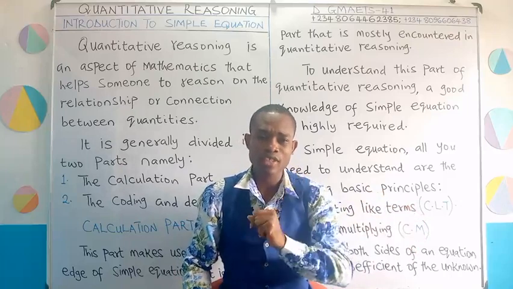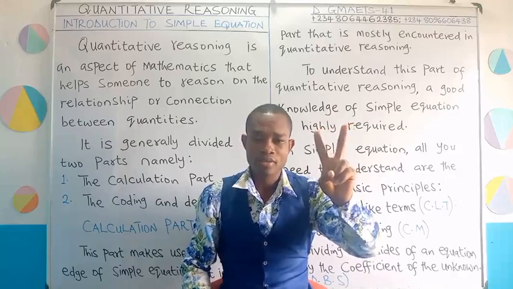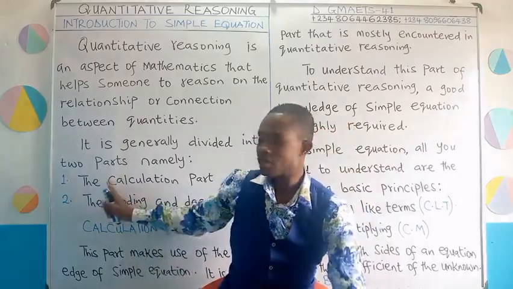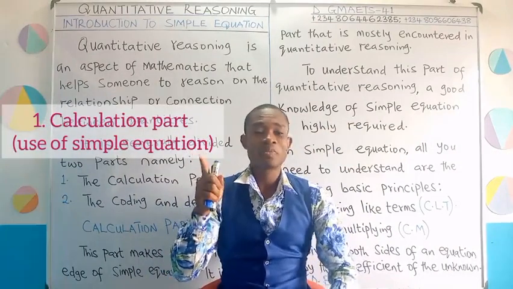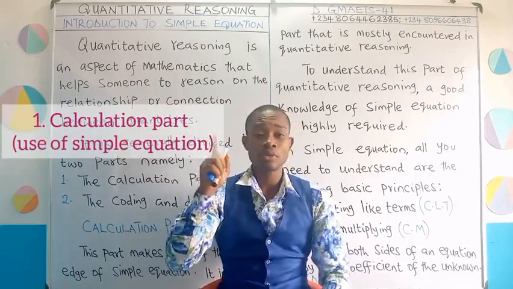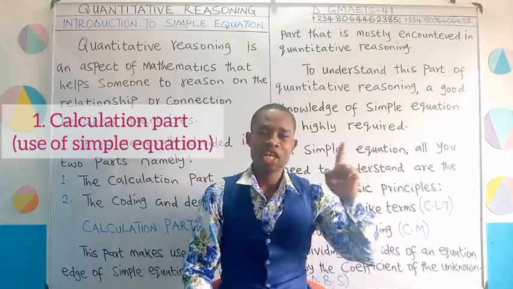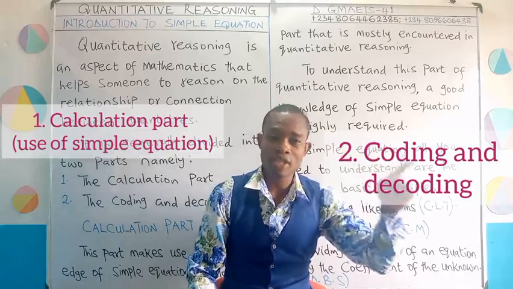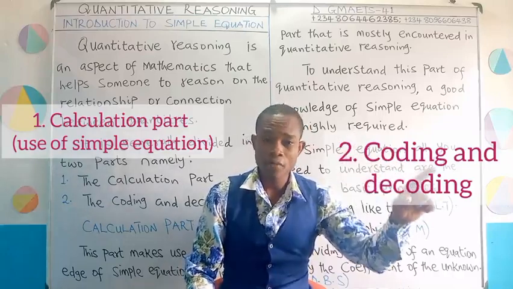But then, you should know that quantitative reasoning has two parts. Let us look at the parts. We have them on board. One of the parts is the calculation part, and that calculation part is where we make use of simple equation. And then the second part is the coding and decoding part. I say that again, coding and decoding part.